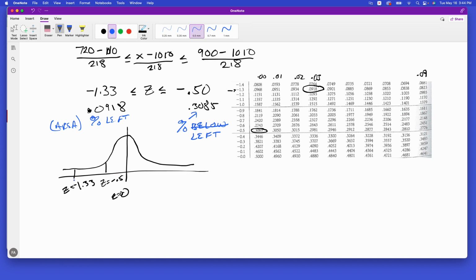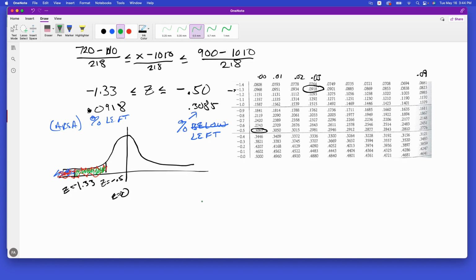So we're saying that the percentage below here is 0.0918. And that makes sense because this space right here is going to have to be less than that right there, because the other one here, I'll use red and go the other direction this way. That area right there is 0.3085. The blue section, just that little piece right there, is 0.0918.